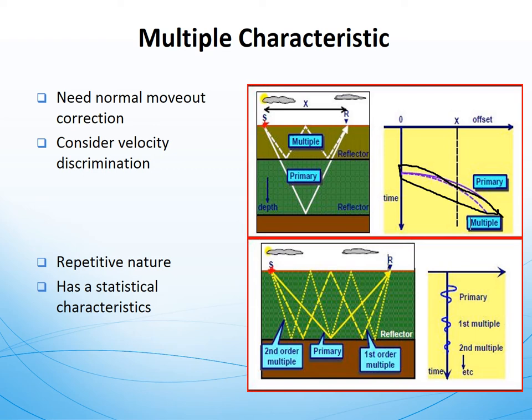The multiple has a repetitive nature, mentioned over here. You have the primary, and then you have the first multiple and second multiple, which have more or less the same duration from the primary. So it's repetitive in nature and can be removed using a statistical method, because it has statistical characteristics.